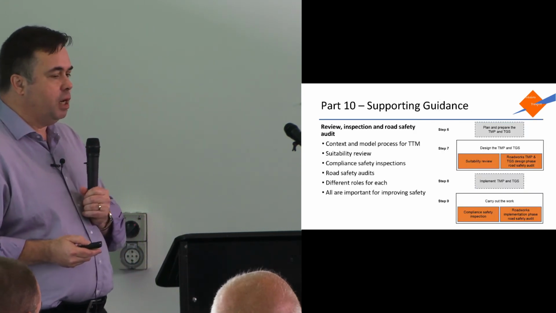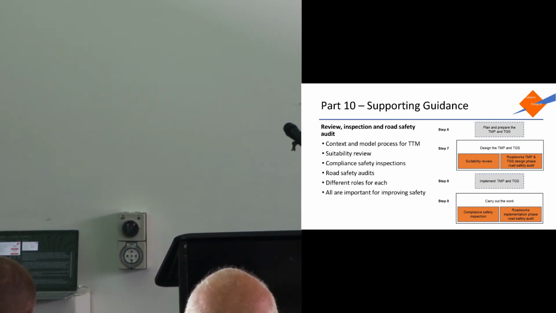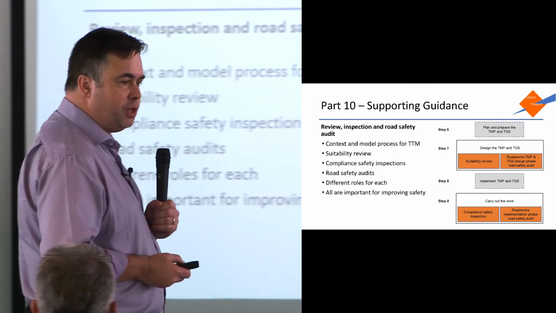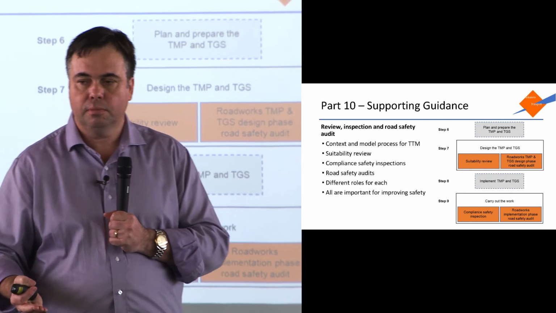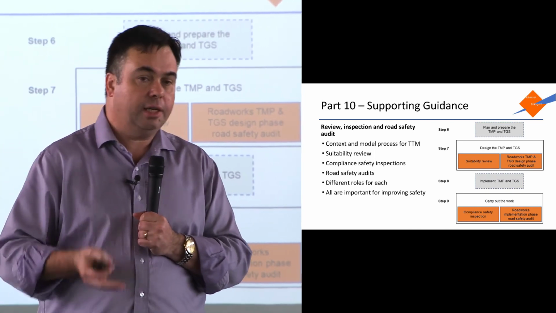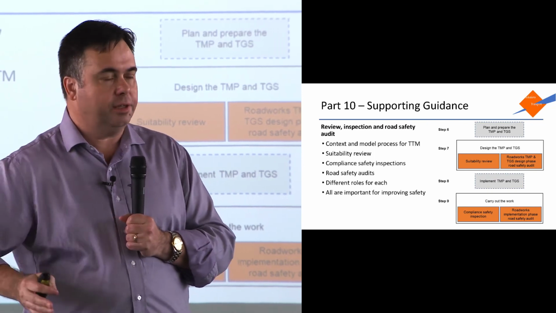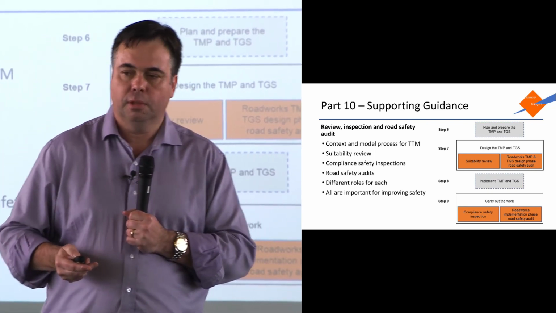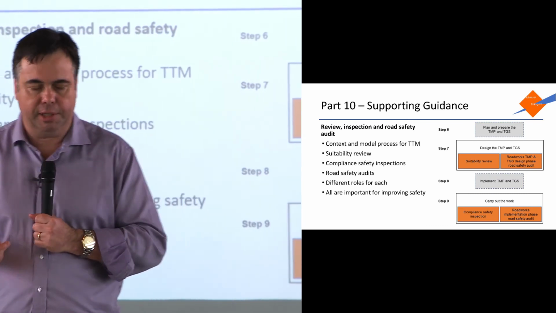Reviews, inspection and road safety audits, all I'll say here is they are all different. A compliance inspection simply tells us, has the installer put it in accordance with the TGS? A road safety audit will look and say, yes, it's installed correctly, but I've still got these safety concerns. Totally different task, totally different issue. So this talks about the different types, what they mean, how and when they should be undertaken.